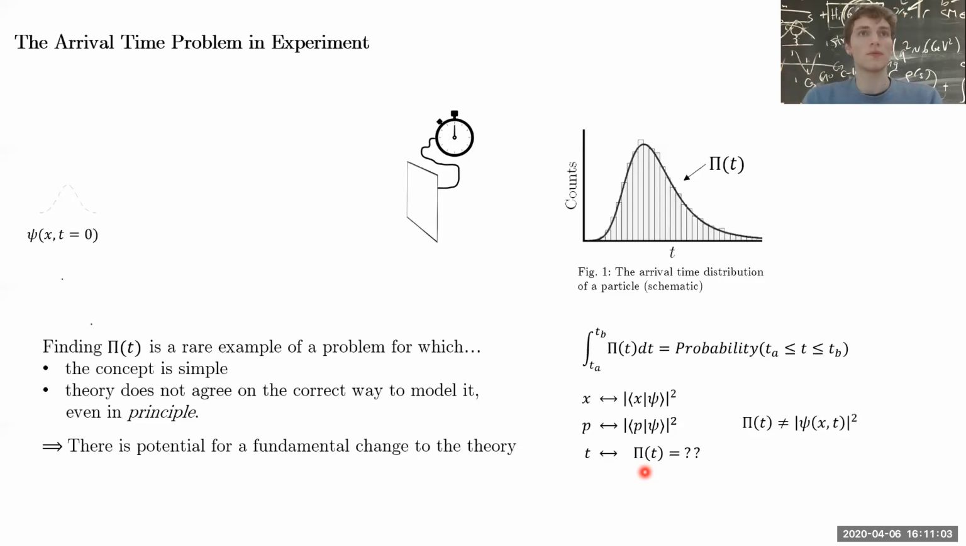This hasn't stopped some physicists from making time operators, which then necessarily don't give those physical properties that are expected. But this is the origin of the arrival time problem. The lack of a time operator is the fundamental reason why arrival times is an open question in quantum mechanics.